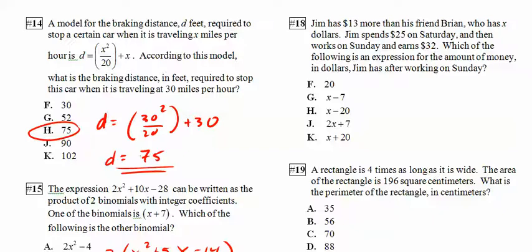Jim has $13 more than his friend Brian, who has X dollars. Jim spends 25 on Saturdays. Jim has X plus 13. Then he spends 25 and he earns 32. Plus 32 minus 25. He has X plus $20.